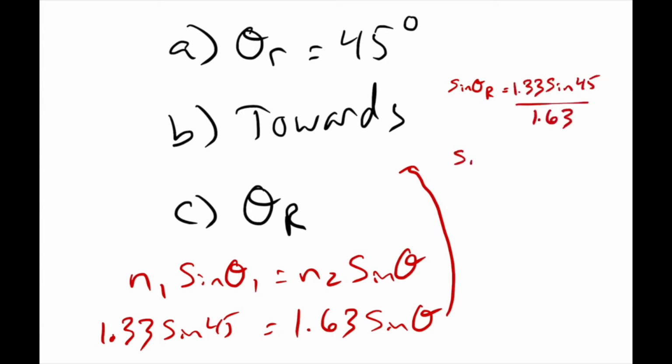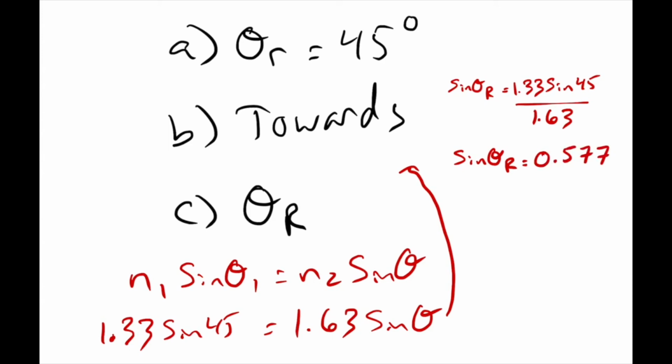And then we're going to simplify. We're going to say sine theta refraction is going to equal, on your calculator, you do 1.33 times sine 45. You get an answer. You divide that answer by 1.63, and you get 0.577. Now, that isn't our answer. We're looking for the actual angle.